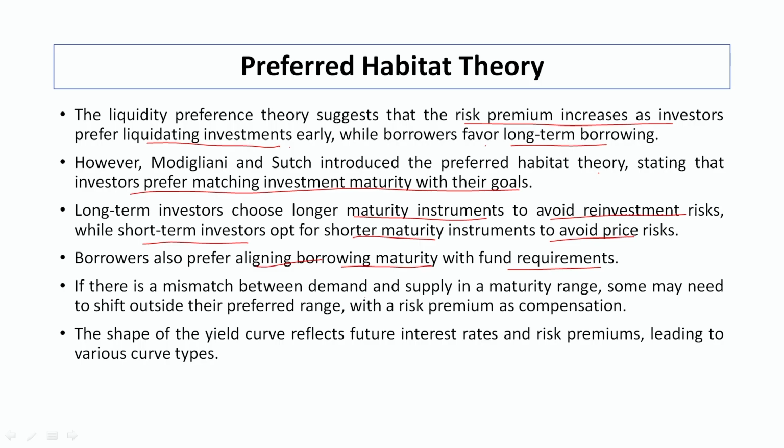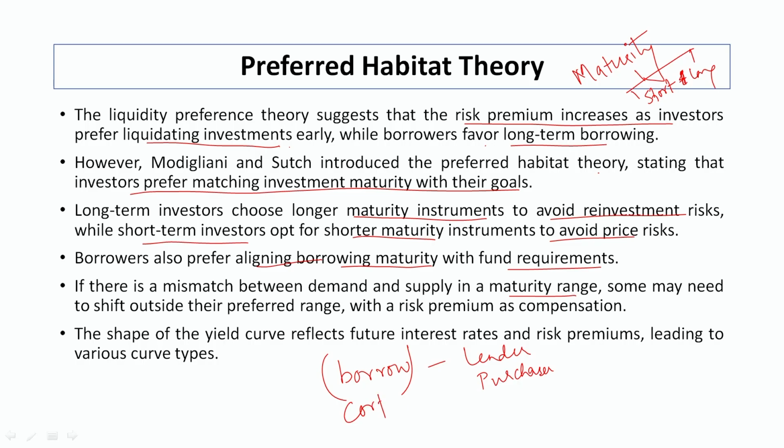So, there is a mismatch between demand and supply in the maturity range, because we are focusing on the maturity period here, and when we talk about the preferred habitat theory, we are basically focusing on maturity, whether short term or long term. So, we have to match or align the borrower and the holder. We have to match the requirement of borrowers and lenders, in the sense the bond holders or bond purchasers. We have to check whether the requirements of the borrowers, in the sense the corporates or government, are matching with the lenders or not. If it is not matching, in that situation there may be a difficulty.